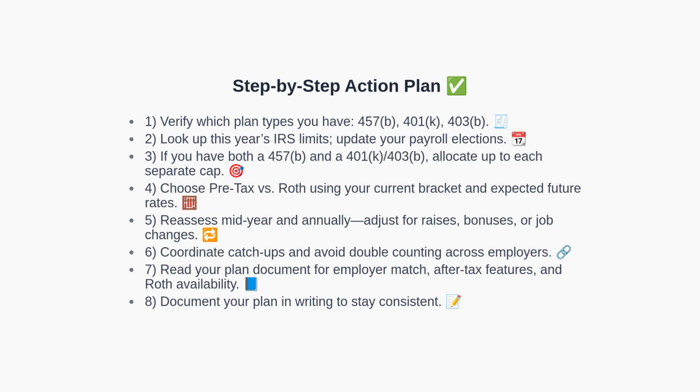Sixth, coordinate catch-up contributions and be mindful not to double count across employers where 401k and 403b share a single 402g limit. Seventh, read your plan documents to understand employer match provisions, any after-tax features, and whether Roth is available. Finally, document your approach to maintain consistency and track progress.